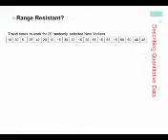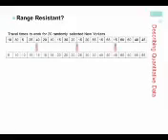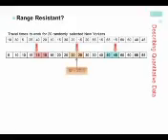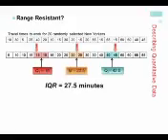Is the range resistant? The travel times to work for the 20 randomly selected New Yorkers are written below. We found our IQR was 27.5 minutes. Is our range resistant to outliers? Is it going to change if I add a high or a low value?